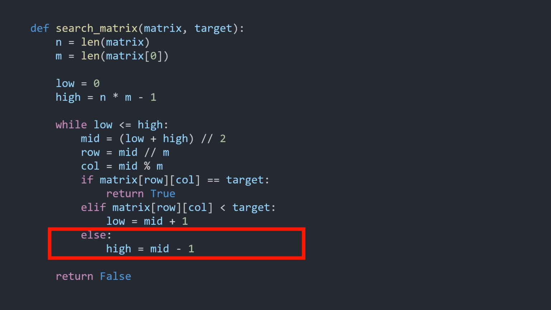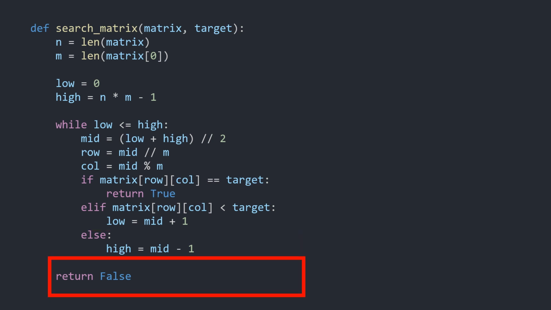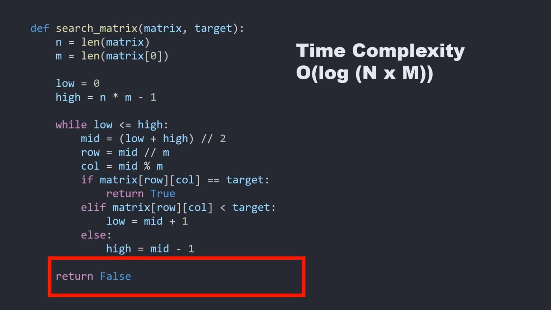If our while loop ends without returning true, it means the target element does not exist and we return false. The time complexity is log of n times m because we are reducing the lookup region in half at each step. This is also equal to the time complexity of binary search. And the space complexity is O(1) because we are not using any additional data structure.